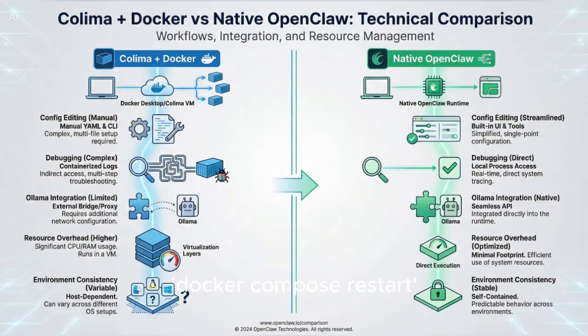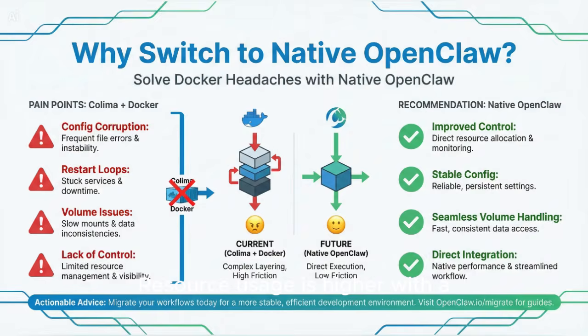Restarting the gateway is Docker compose restart. This is a simple OpenClaw restart or kill process. Using a local Ollama needs special networking like host.docker.internal with Docker, but with native, it just works. Resource usage is higher with a VM overhead in Docker, and lower as a direct process natively.